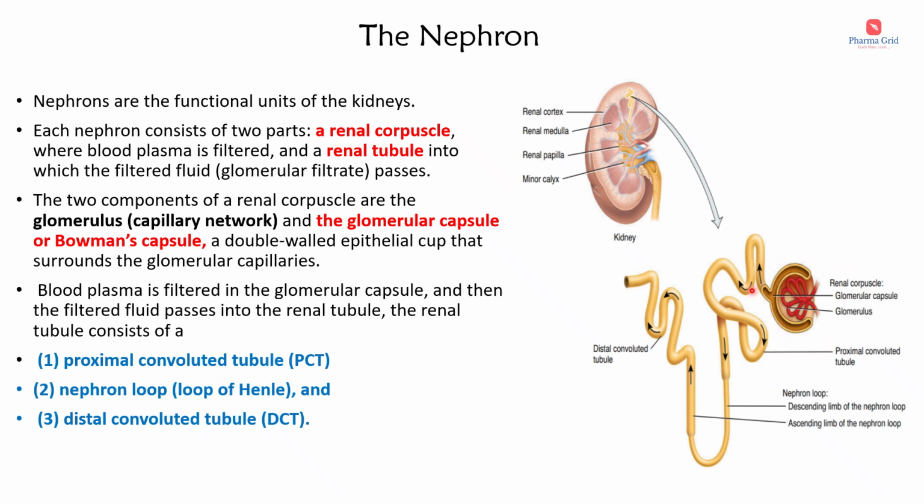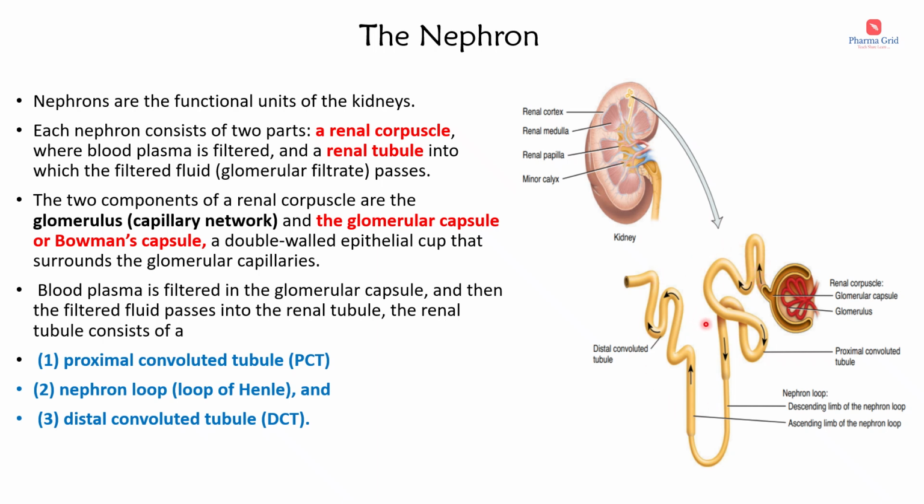Then the renal corpuscle consists of two important components, that is the glomerulus. Glomerulus is the capillary network, and the glomerular capsule or the Bowman's capsule, which is a double-walled epithelial cup-like structure that surrounds the glomerular capillaries. Next comes the renal tubule. It is the tubule through which the glomerular filtrate or the filtered fluid passes through.